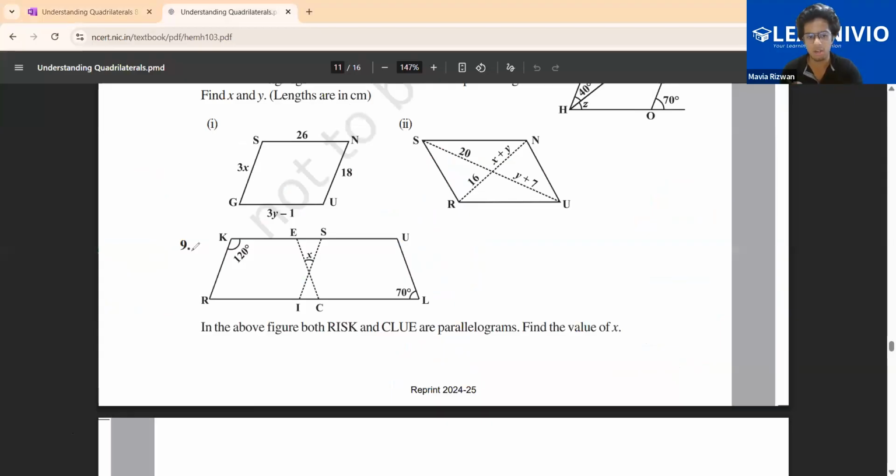Try this one. Question number 9. There are two parallelograms, RISK and CLUE. Based on that, try this question. Let's see who does this. You have to find out the value of x. This is a tricky question, and 90% chances are there that this question might come in your exam. So I want you to try it, then I'll be taking it from there.